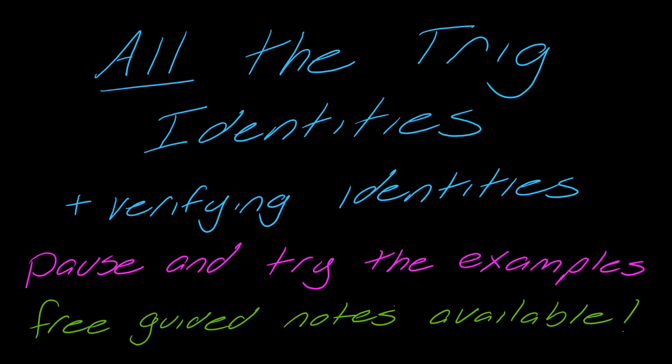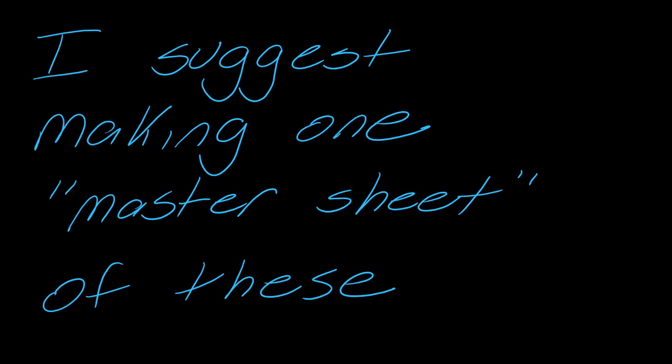So I'm going to summarize all the trig identities, and then we're going to work on verifying identities. My suggestion is that you get a blank sheet of paper and make the most beautiful, organized master sheet of identities that you can. This is actually a really good study strategy to help your brain start processing, because there's a lot of identities.